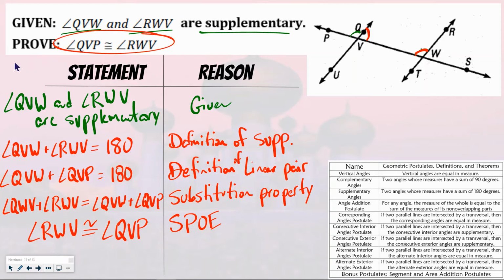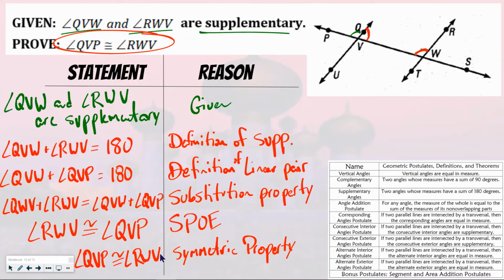I guess actually I should be thinking about the symmetric property from there, that I really have to flip this around. Let's just be exhaustive here, but I'm going to call that the symmetric property. And say that if this is congruent to that, then I can actually also flip this around and say that angle QVP is congruent to RWV.